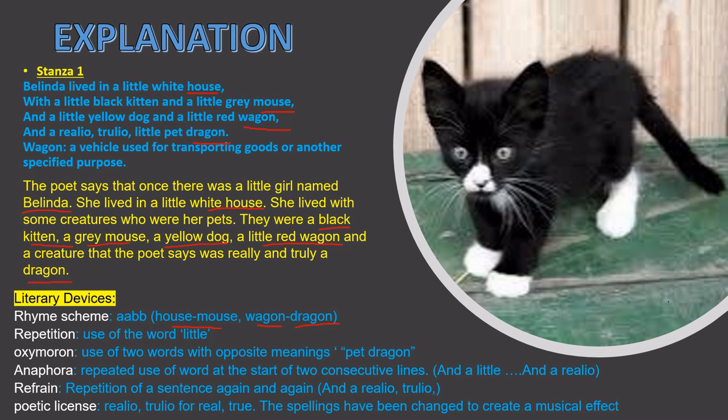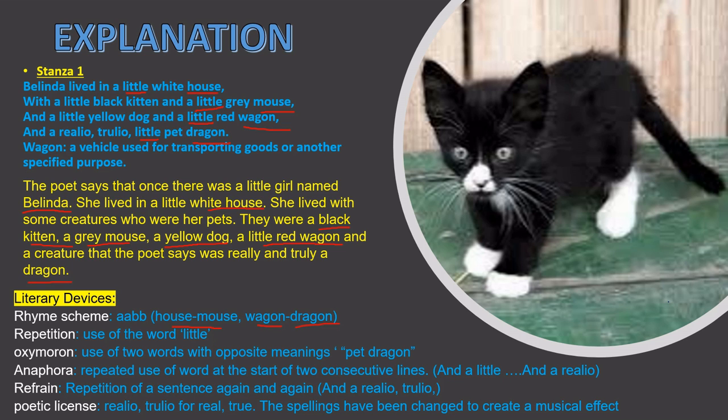Then you have repetition. Repetition is also a literary device. It is the use of the word little. You see here, the word little is repeated: little white house, little grey mouse, little red wagon, little pet dragon. So this word, little, is repeated.